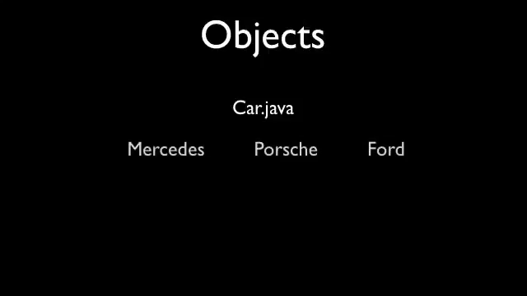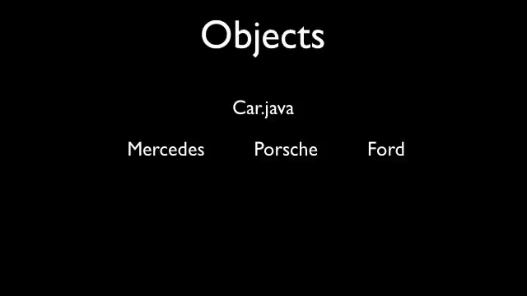Let's start with objects. Let's say we have some code, car.java, and of course that's only code, but once we make this Mercedes or Porsche or Ford instance, that's when it becomes an object. And each object is different. A Mercedes is different than a Porsche, and although they're very similar, they act the same way, they're all cars, they're all very individual, they're very separate.